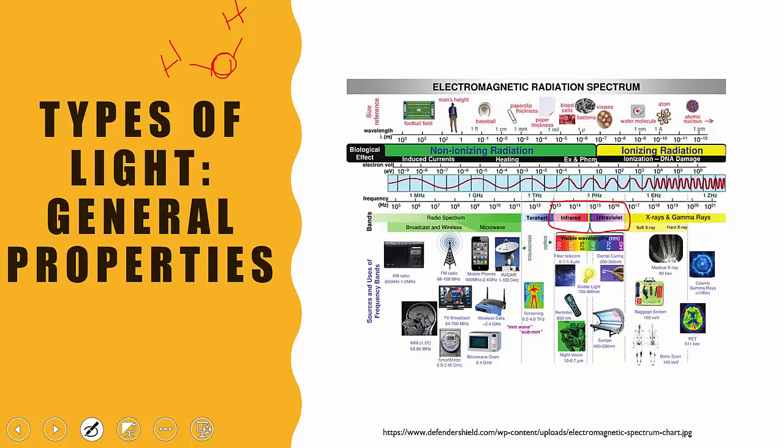After ultraviolet are X-rays and gamma rays, and these most people know can be very harmful. These are just types of light. They have really short wavelengths and really, really high frequencies.